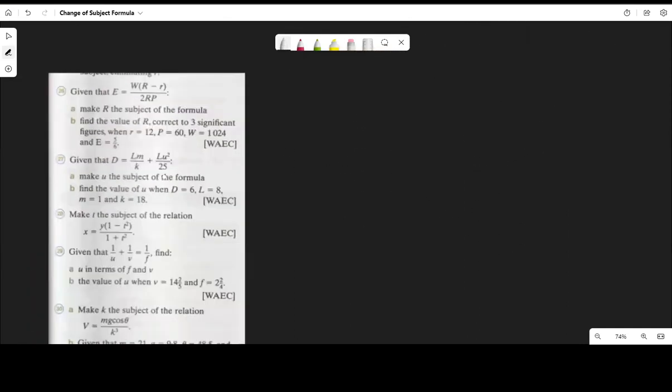Question 27. So given that D is equal to Lm over K plus L u squared over 25, make u the subject of the formula, find the value of u when D is 6, L is 8, M is 1, and K is 18. We want to make u the subject of the formula.